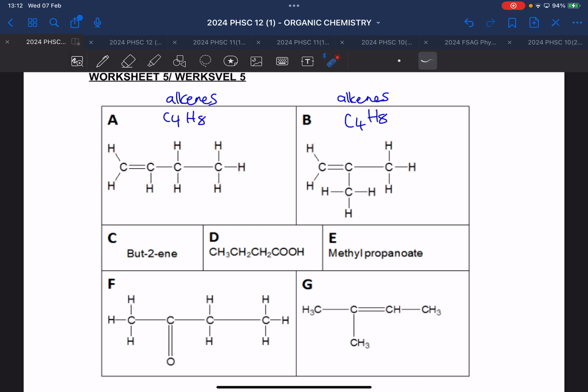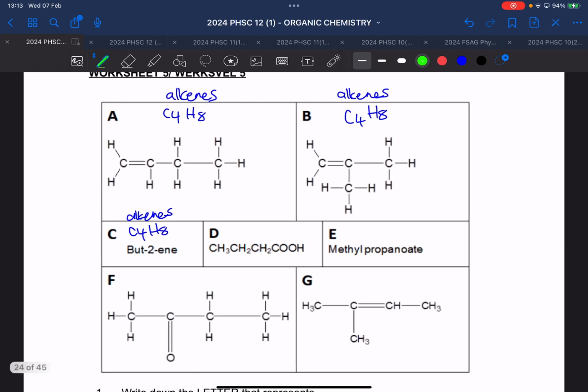Right, next one, butene. Ene tells you it's an alkene. But tells you there's 4 carbons. So then there's 8 hydrogens. How did I know for C4H8? Because I know the alkenes have a general formula of that. So if the N is 4 from the but, then the hydrogens is 8.